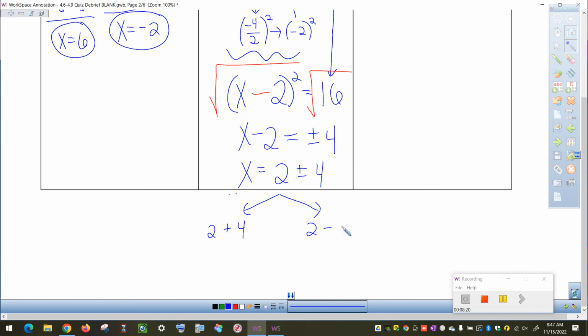And this is going to give us 2 answers here. So on one side, 2 plus 4 is 6. So notice how that's the same thing that we got over here. On the other side, 2 minus 4 is -2. So we did this a totally different way, but we still ended up getting the same answer.